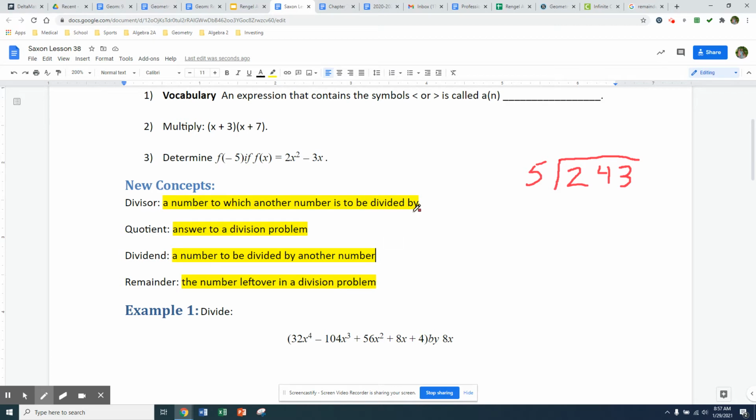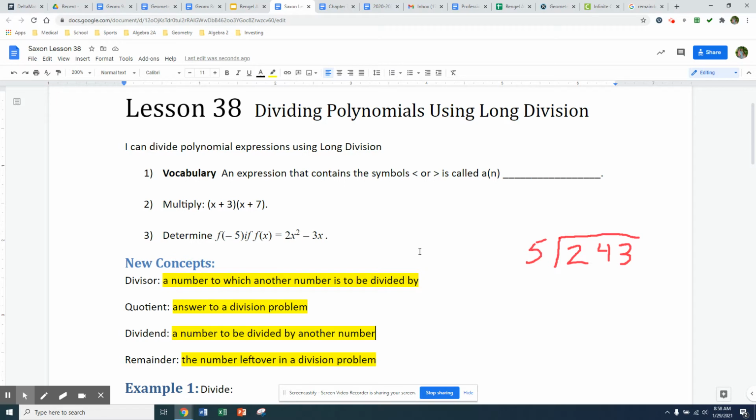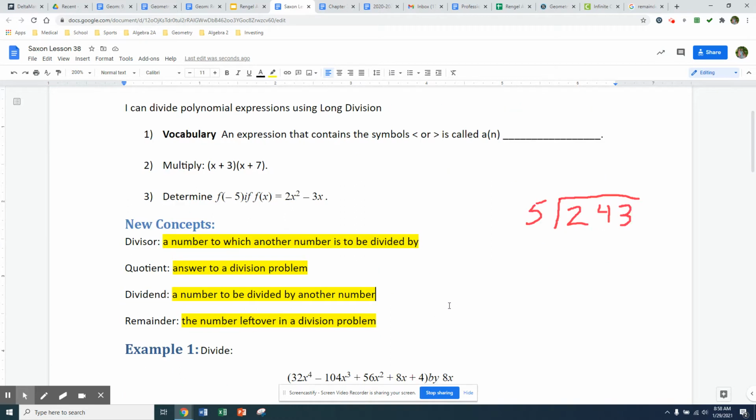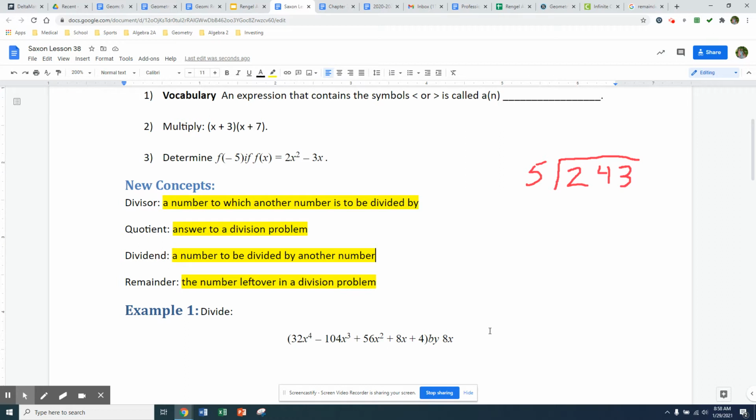Hello, Algebra 2A, and welcome to Lesson 38, Day 1, where we are going to work on a 3-day lesson of talking about dividing polynomials using long division. Before we get into polynomials, we're going to review how numbers work when doing long division. Then you're going to find out that the long division process for polynomials is identical to how we long divide numbers. So first, we'll talk about a couple of things about a division problem.